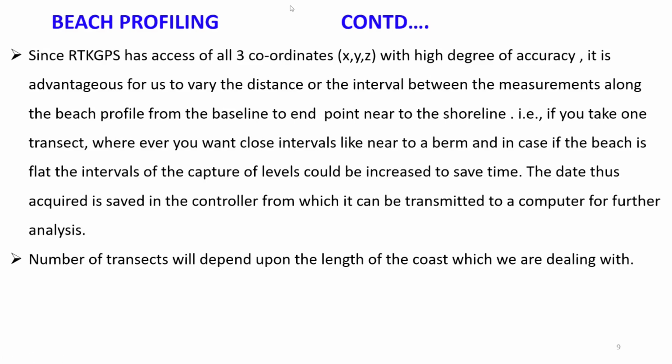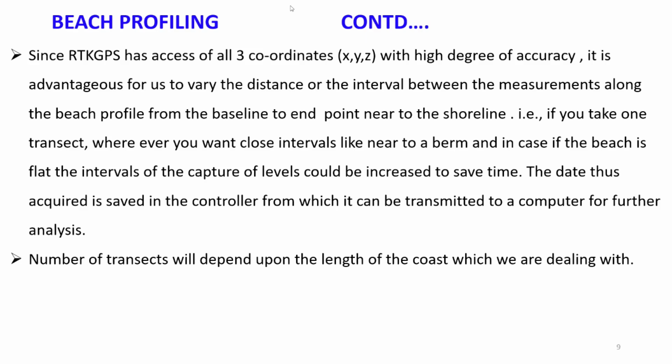So one advantage of this RTK GPS is that it has access of all the three coordinates x, y and z with a high degree of accuracy, the details of which will be again provided to you by our field staff. So what happens is, since it can give a high degree of accuracy, a profile, a transect is selected. What is meant by a transect? A line perpendicular to the shoreline jutting into the ocean.